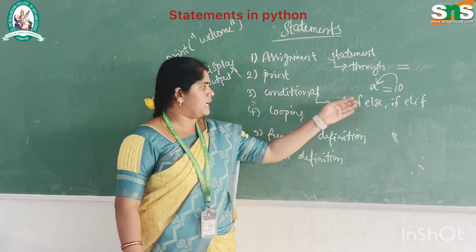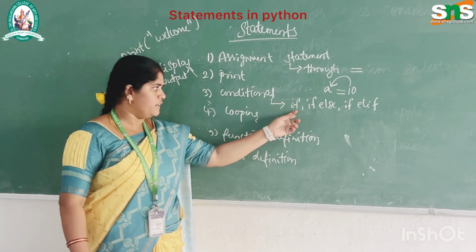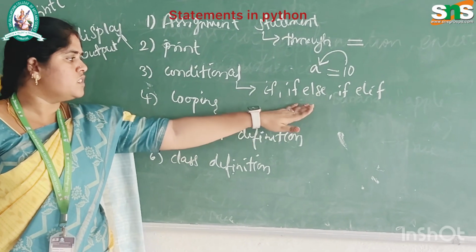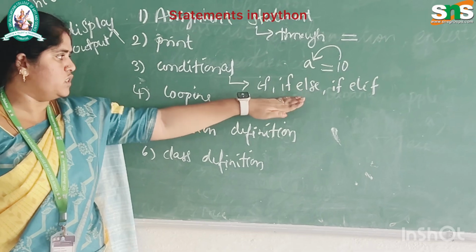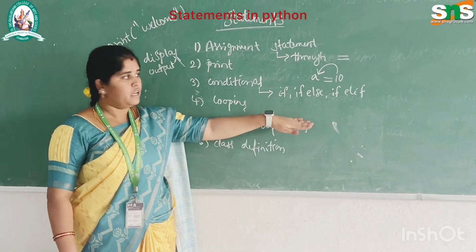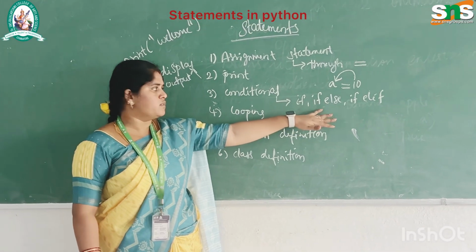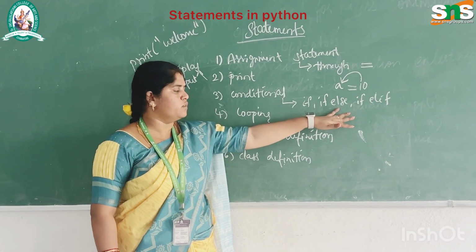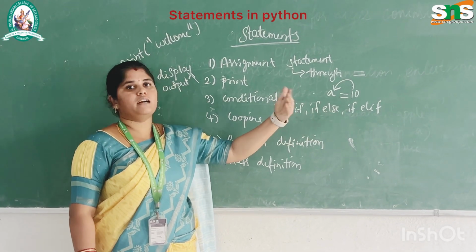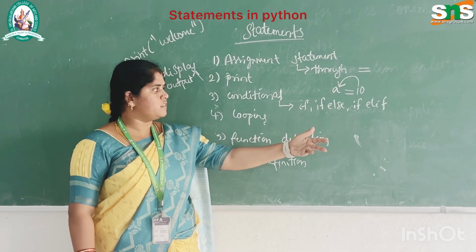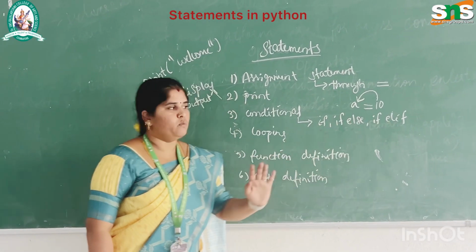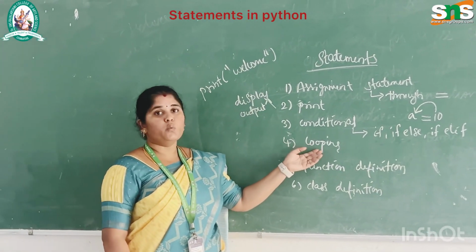So here three types are available: the if statement, the if else statement and the if elif statement. This is done with the help of the condition. If the condition is true, the if block will be executed. If the condition is false, the else part of the statement will be executed. If the problem contains multiple conditions that we want to check, the elif statement will work.